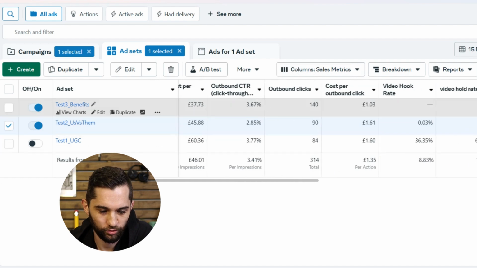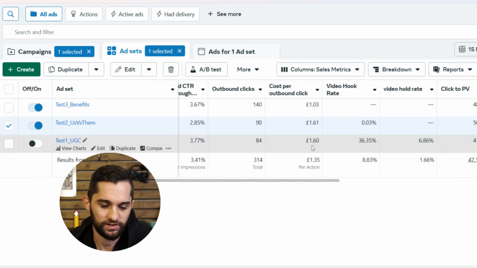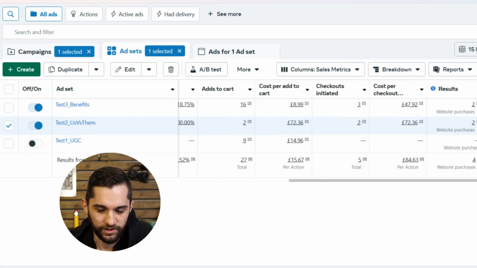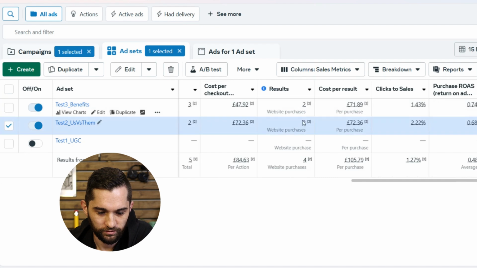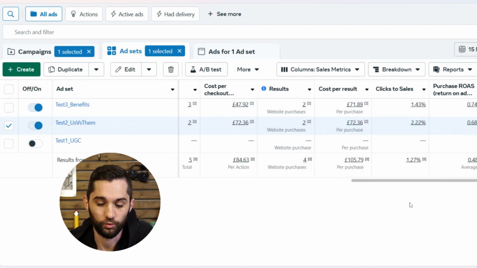So initial launch, all very bad in terms of CPM. Outbound click-through rate is really good. Cost per click is slightly too high. And then in terms of results, we got 4 sales for £105 per purchase, 0.48 ROAS, which is absolutely terrible. So there's a huge problem with this account in terms of the CPM. The ads actually look like they're performing sort of okay, but still this cost per purchase is just not workable, and we can't even go on and try and get this cost down because it's far too high, it's too unprofitable for the business. So we had to reevaluate the ads.